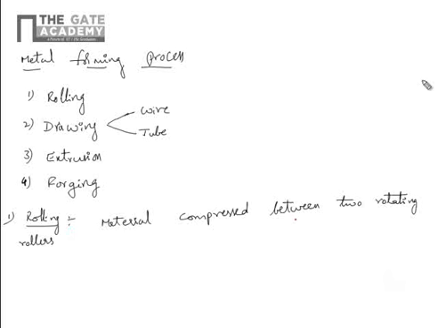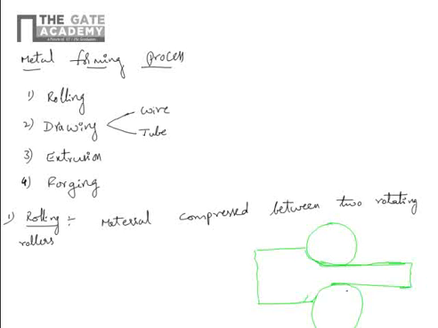The rollers have to be of the same size. That's the first condition we need to take. Otherwise the strip which is coming out will deviate. So this one is the initial size of the strip, this is the final size of the strip. These are the rollers, and this is the rotation of the rollers.